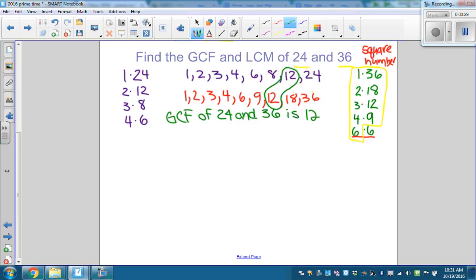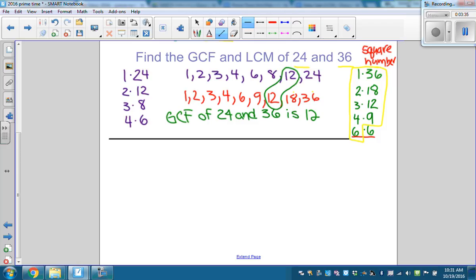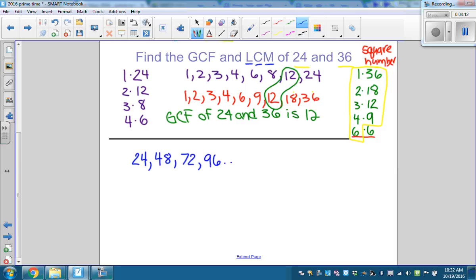The second skill that we're going to review is finding the least common multiple of 24 and 36. So now we're going to find the LCM of 24 and 36. We're going to list the multiples of 24. And since they go on forever, you don't really want to list too many at a time, maybe 3 or 4 or 5. So 24 is the first multiple. 24 times 2 is 48. 24 times 3 is 72. 24 times 4 is 96. The list goes on forever.